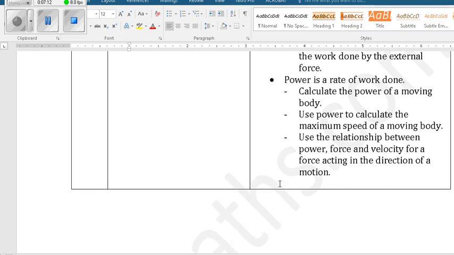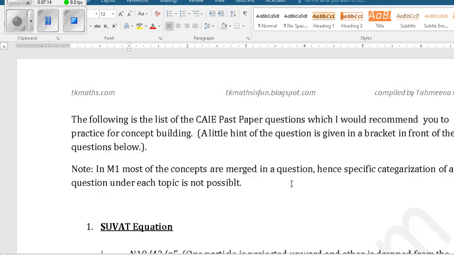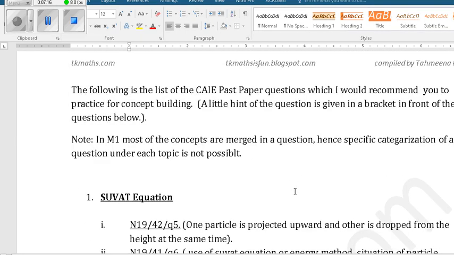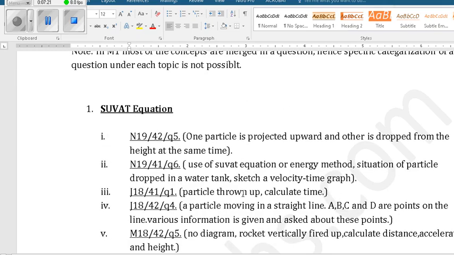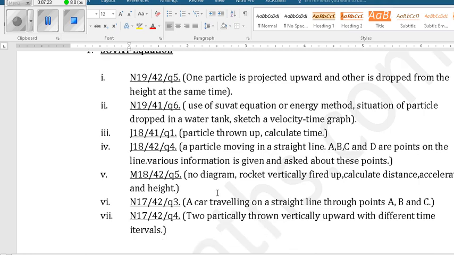Okay, now the questions, because pointers are finished. So if you want to revise, so what equation? So here are 7 questions, and I have given a bit of description, not the complete description, okay, of what each question is carrying.